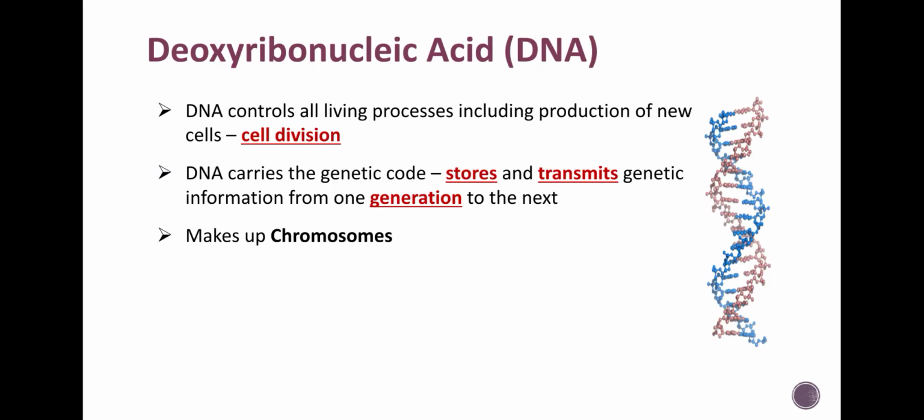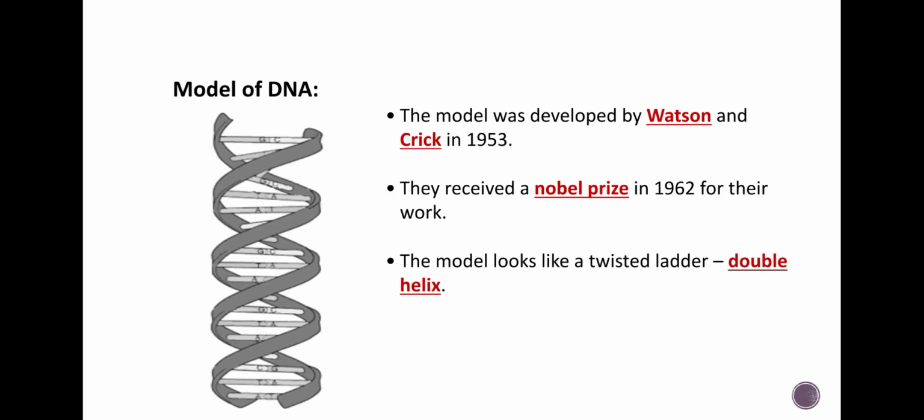DNA controls all living processes, including cell division. It also carries the genetic code. DNA is the molecule that makes up chromosomes. The model of the DNA was developed by Watson and Crick in the year 1953. They received a Nobel Prize in 1962 for their work. The model looks like a twisted ladder, or what we call the double helix.